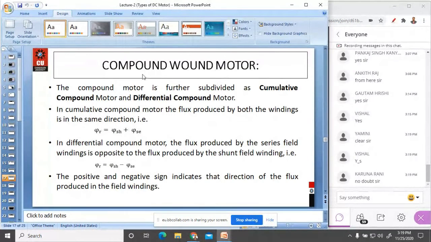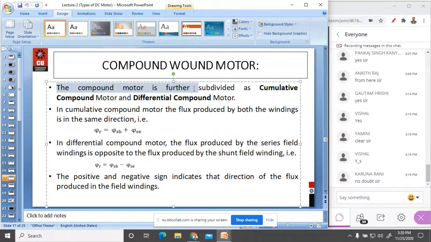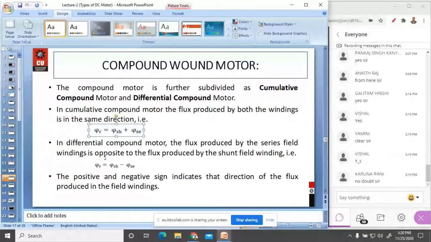Now, what is this compound wound motor? The compound wound motor is further subdivided into cumulative compound motor and differential compound motor. In a cumulative compound motor, the flux produced by both the windings is in the same direction. So what is the flux value? Phi R is equal to phi SH plus phi SC. Here phi SH is the shunt flux and phi R is the resultant flux.